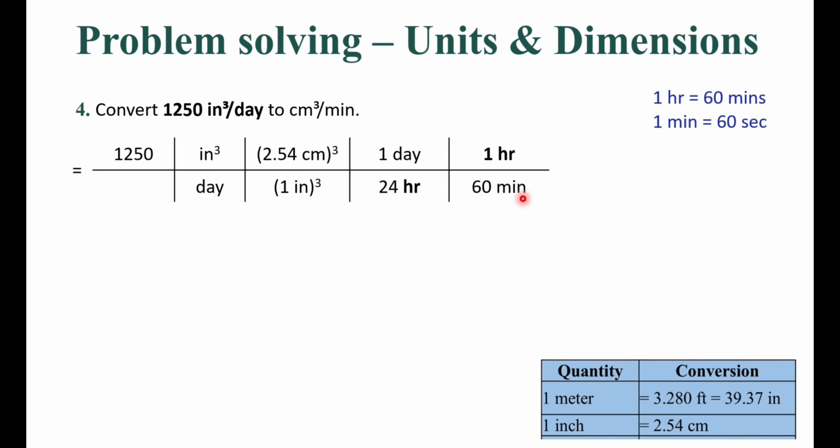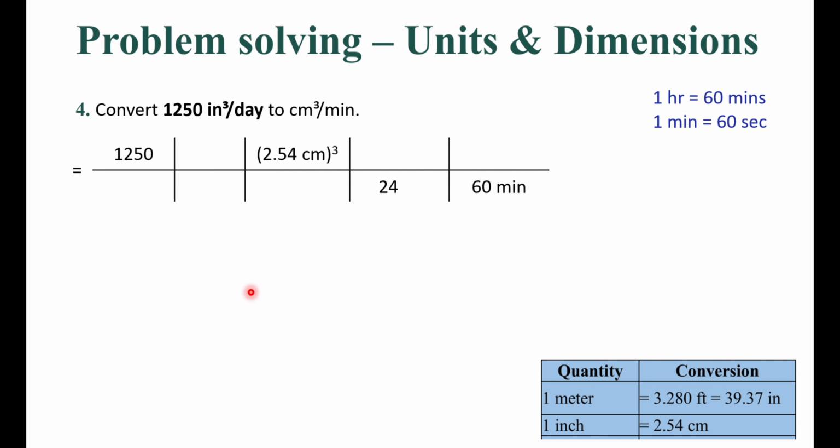You can see that these columns are the relations that connect inch and centimeter, day and hour and minute. Let's cancel the terms that are present both in numerator and denominator. To start with, we have inch cube in the numerator and inch cube in the denominator, so we can cancel that. Next we have day and day, so we can cancel the day. Then we are left with 24 hour and hour, so these hours can be cancelled. So remaining we have minute. As far as our concern, the numerator has centimeter cube and the denominator has minute.